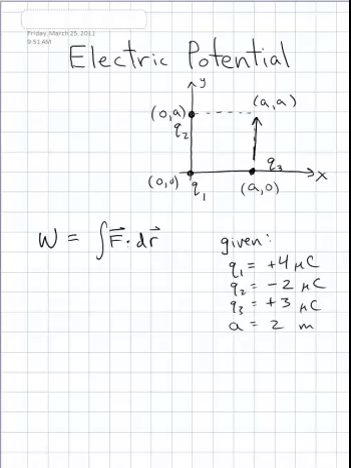And then you ignore Q1. You pretend Q1 is not in the situation, and you find the work done by Q2 in moving Q3. And then you add them together. You can do that. Actually, it might be good practice for you to do that. But I'm going to do it differently. I'm going to use electric potential.